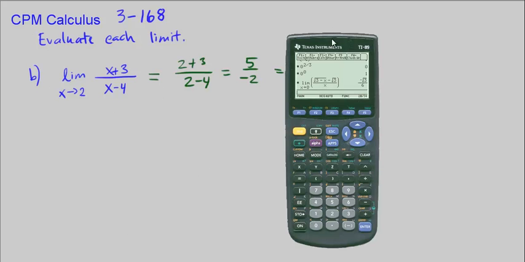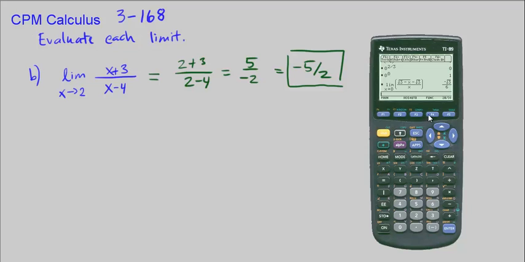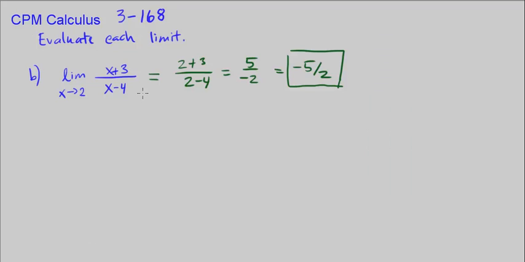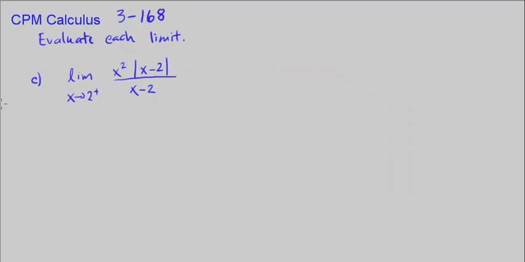Again, we can use our calculator if we wanted. Let me just show you. Go ahead and go to limit, right? And our expression is x plus 3 divided by x minus 4. So this is a neat way you can check your answers. Comma, the variable is x, and it's approaching 2. All right, and negative 5/2. All right, so now that you know how to use your calculator to do this, that's kind of a neat little helpful tool. All right, let's go into part C.